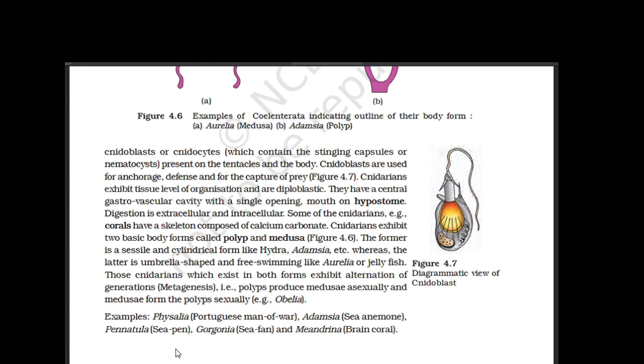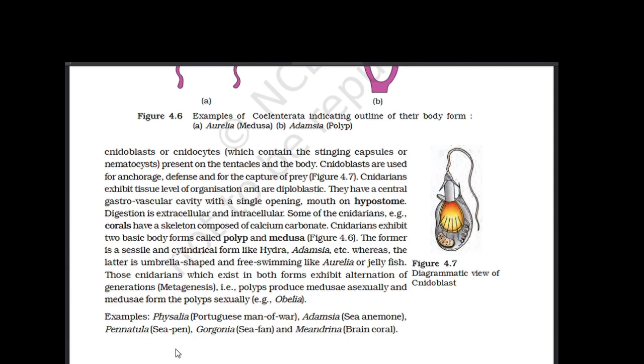Cnidarians exhibit tissue level of organization and are diploblastic. They have a central gastrovascular cavity with a single opening, the mouth, on the hypostome, that is, on the upper part is the mouth. Digestion is both extracellular and intracellular. Some of the Cnidarians, for example corals, have a skeleton composed of calcium carbonate. Cnidarians exhibit two basic body forms called polyp and medusa.